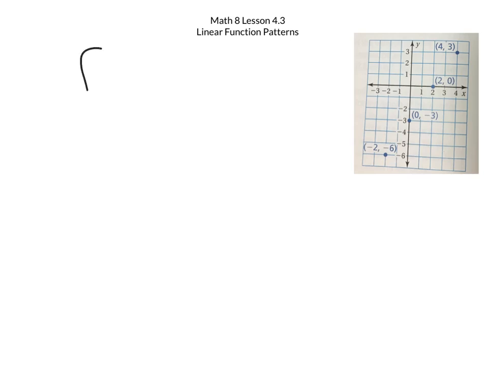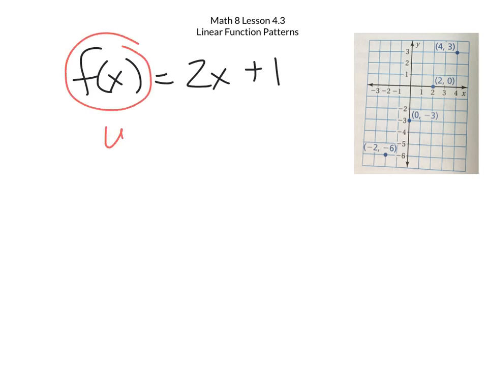You'll see linear functions written as f of x equals, and then whatever, 2x plus 1. Remember, f of x is just another label instead of putting y equals 2x plus 1. It just means function of x instead of saying y. Still, you do the math the same. It's just a different label.